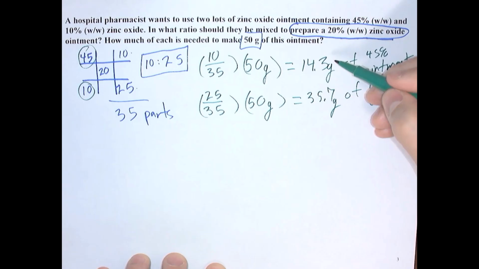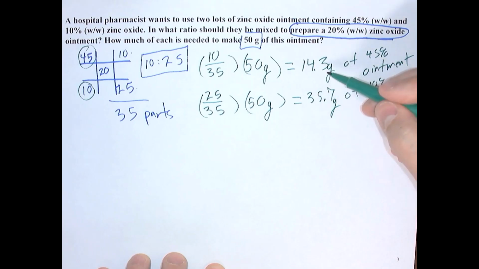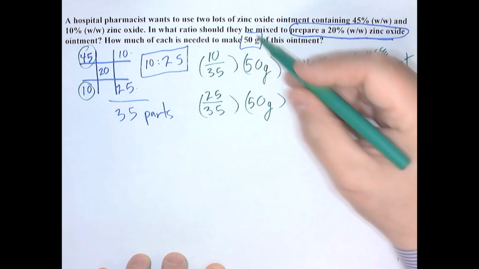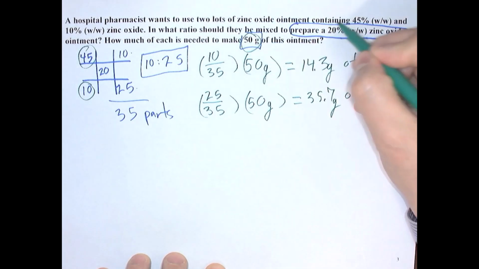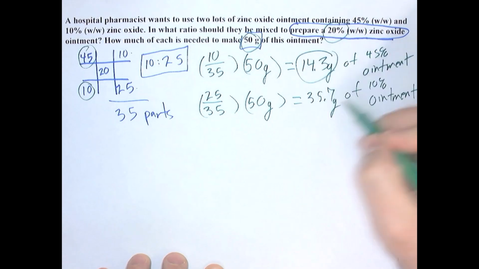So 14.3 grams of the 45% ointment, 35.7 grams of the 10% ointment. We put these together, mix these together, it's going to result in 50 grams of this 20% ointment. Okay, and so these are basically our final answers here.